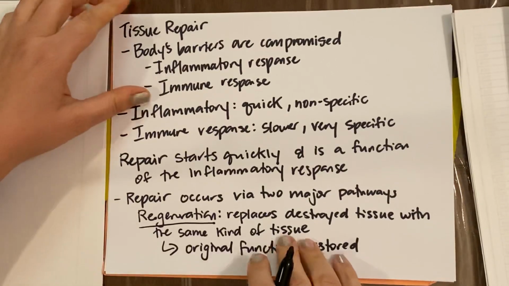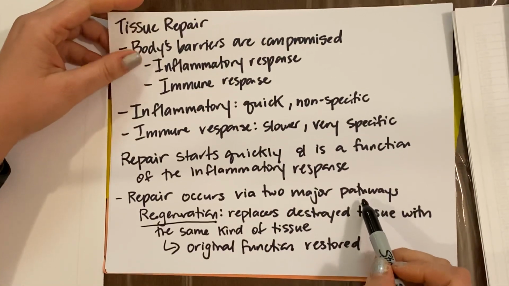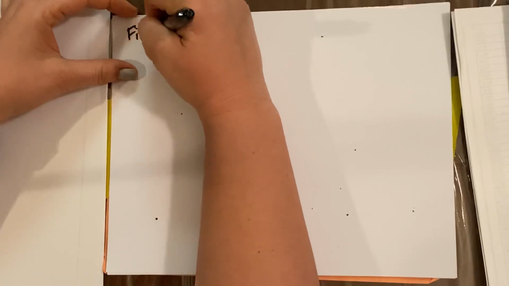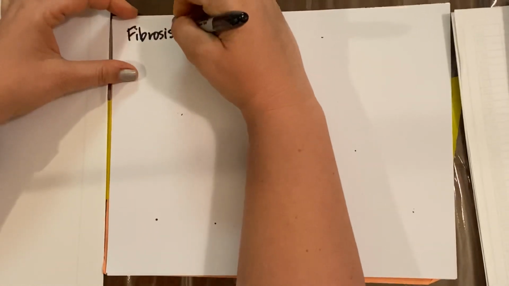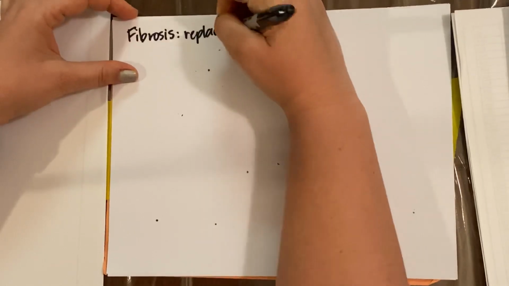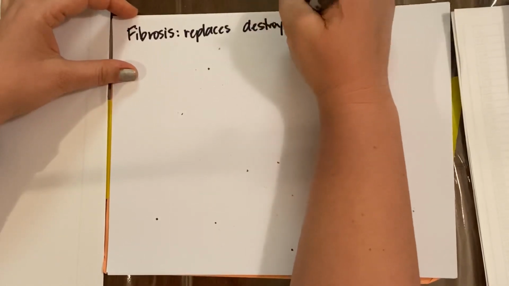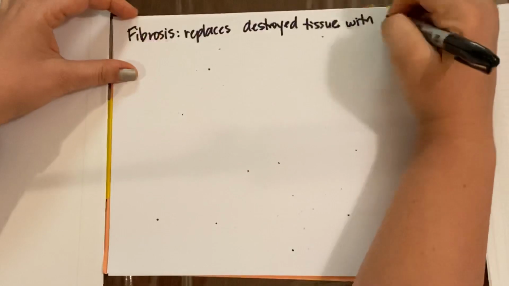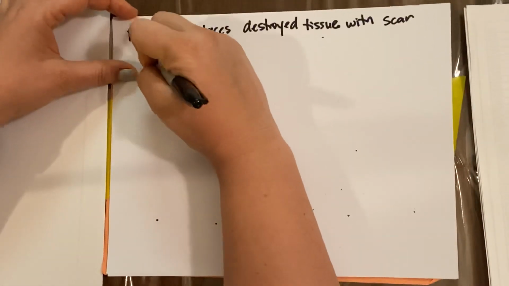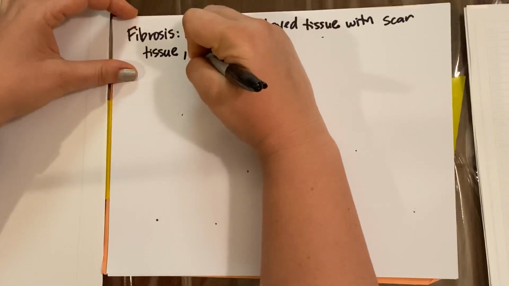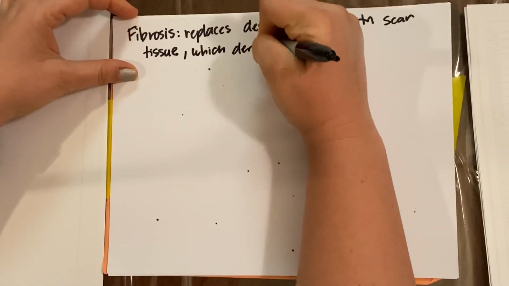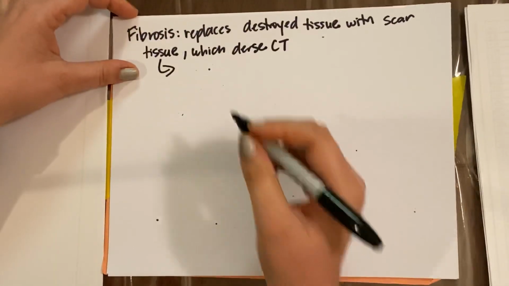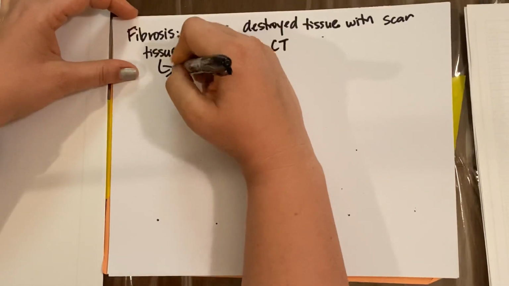There's a different type that goes a different pathway, and I'll explain why it goes these different pathways, but the second type is called fibrosis. Okay, and so what happens in this case is it replaces destroyed tissue with scar tissue, which is dense connective tissue. Because it's not the correct type of tissue, the original function is going to be lost.